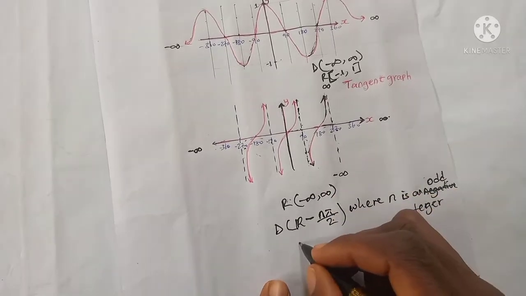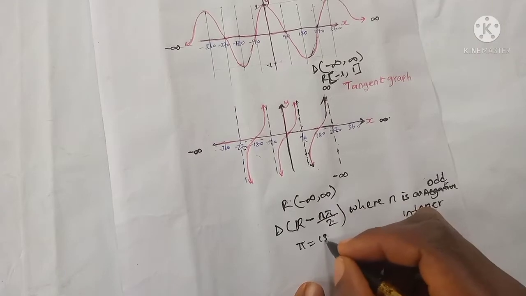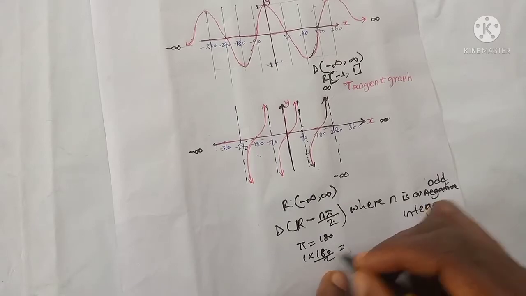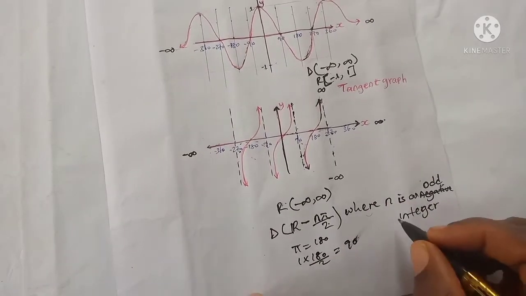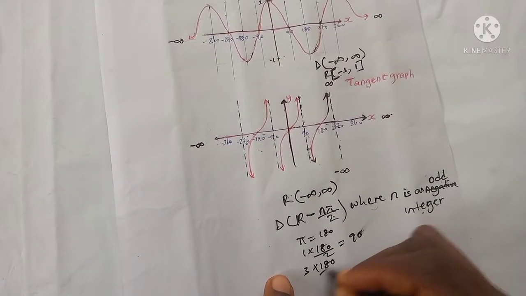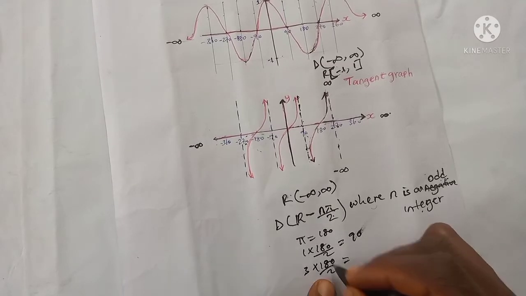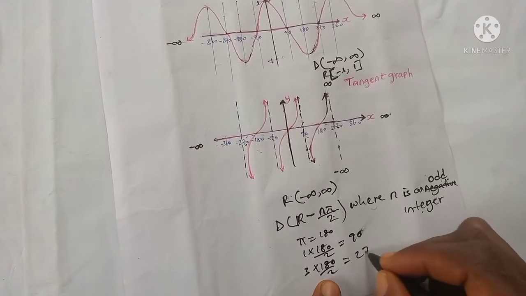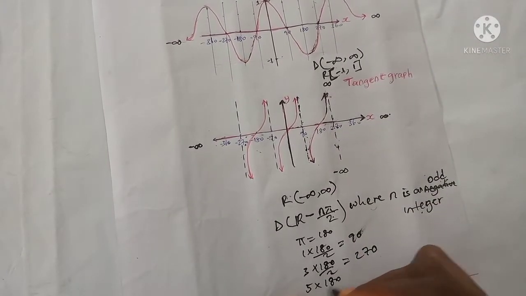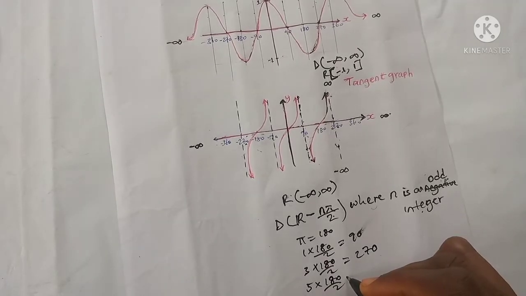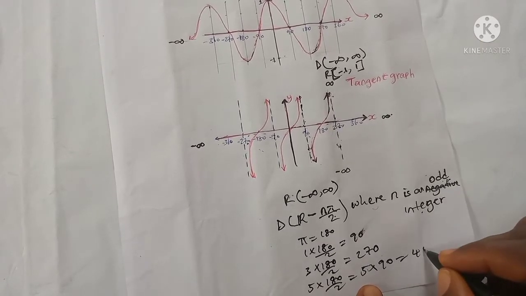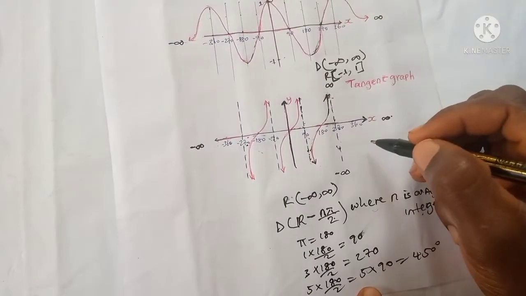Now let's try it. 1 times pi, and pi here is equal to 180. So 1 times 180 over 2 is 90 degrees. Now, remember we're talking about odd integers. So another odd number is 3. 3 times 180 over 2 is 3 times 90, which is equal to 270, which is this asymptote we have here. Another one is 5 times 180 over 2, which is 5 times 90, the same thing as 450 degrees. So this 450 is another asymptote we have here.